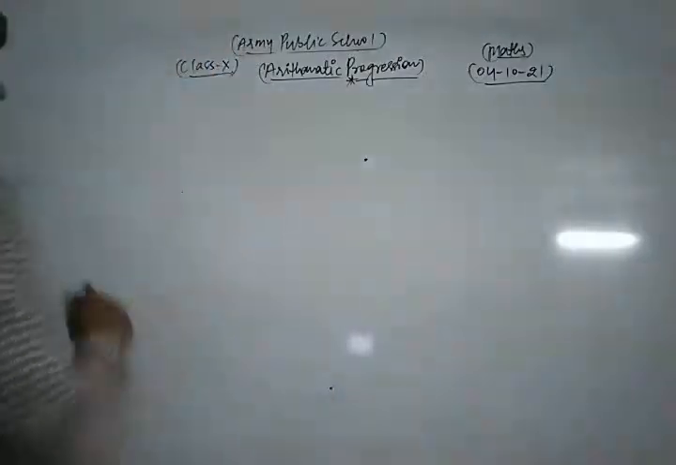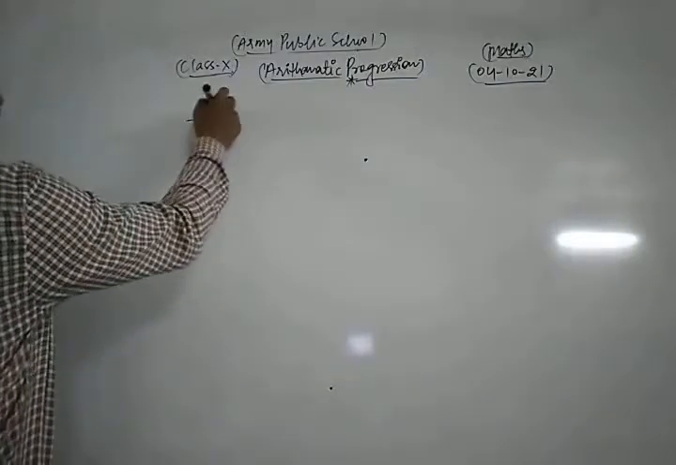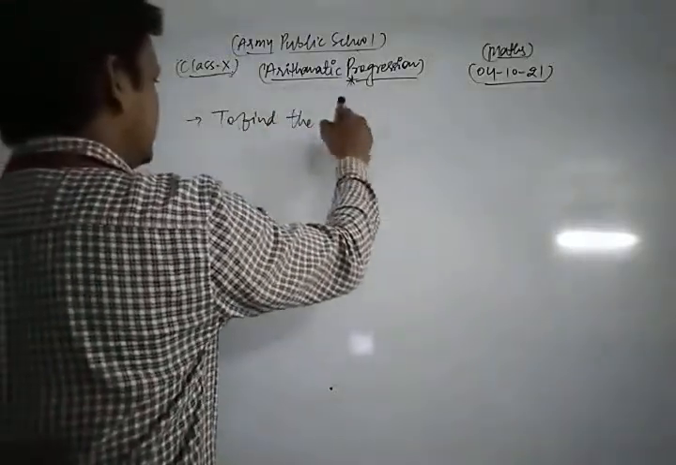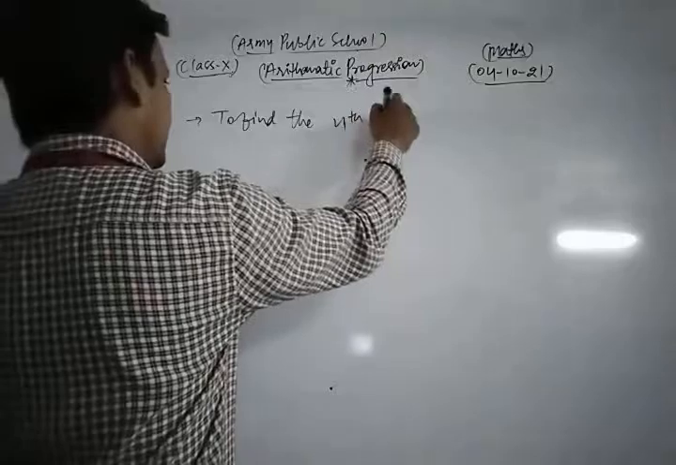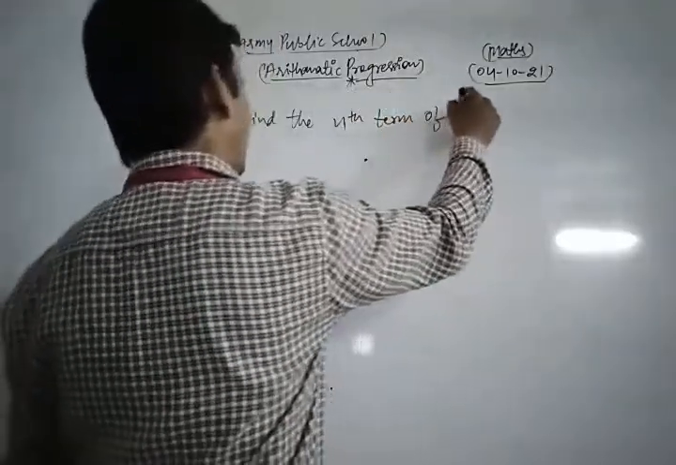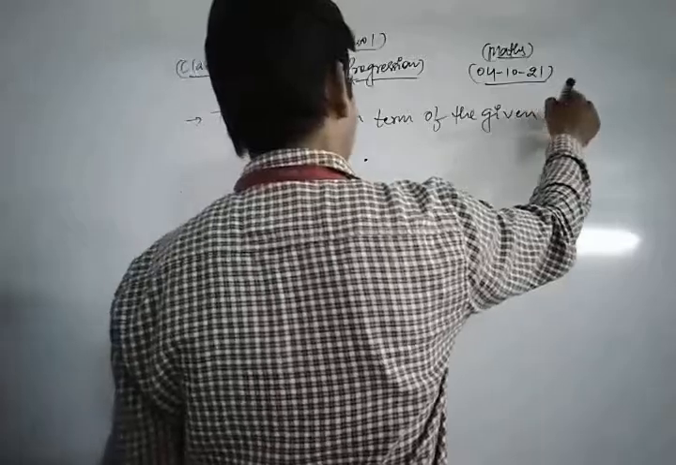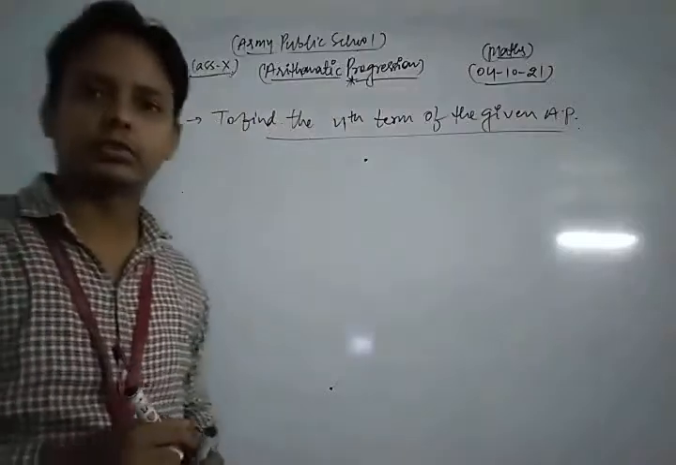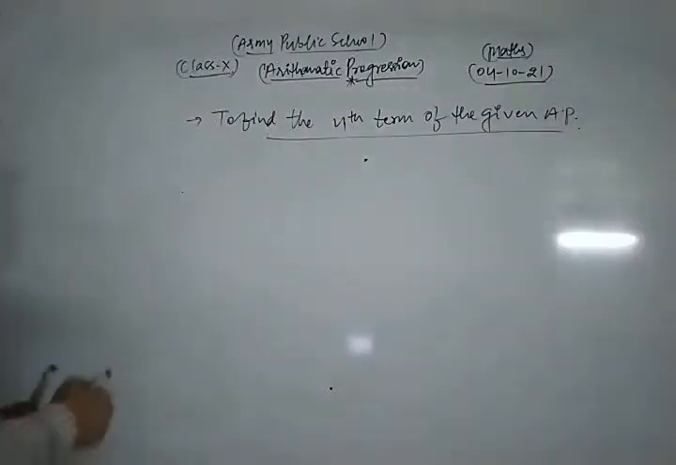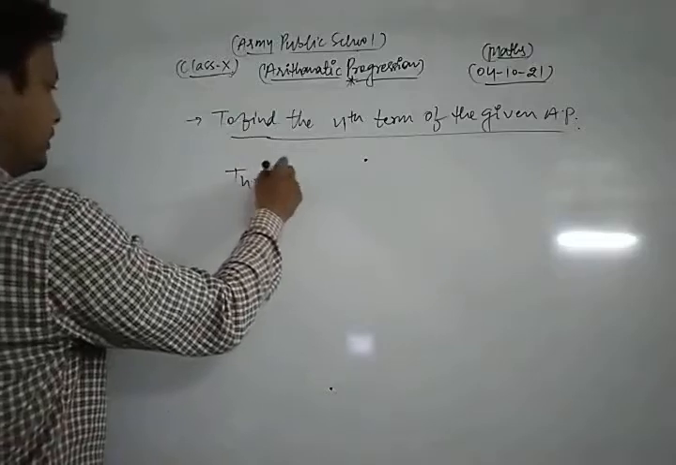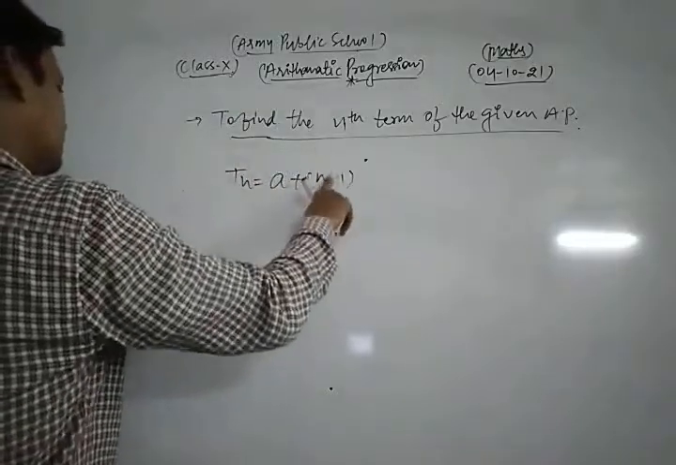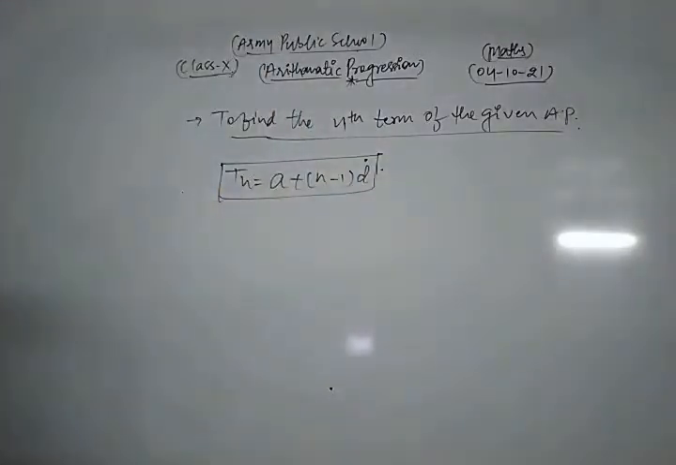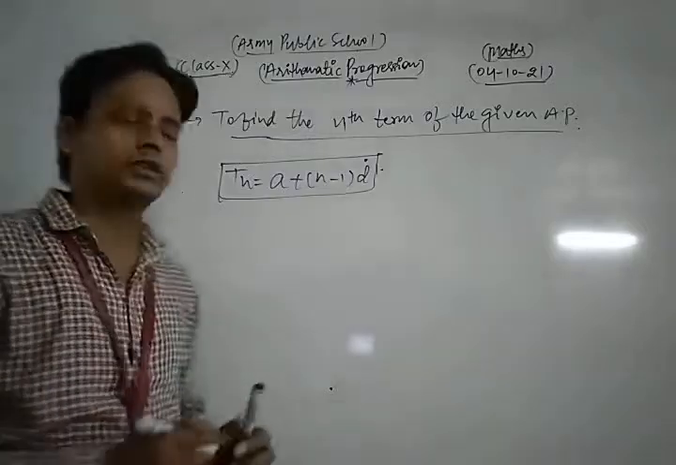Now look, first of all we discuss the formula to find the nth term of the given AP, meaning arithmetic progression. The formula to find the nth term of the given AP is what? a plus (n minus 1) into d.